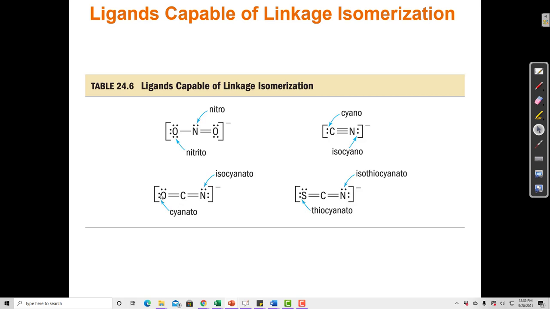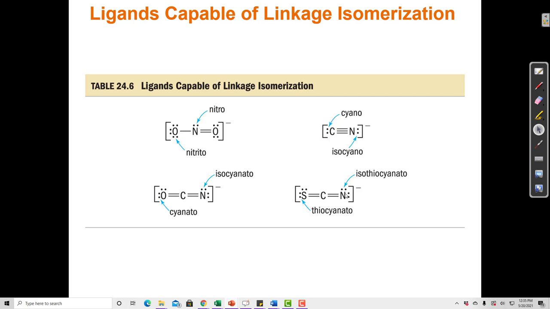And here's thiocyanato. It's the same compound with a C and an N, except the oxygen has been replaced by a sulfur. So again, now it can bond from the sulfur or the nitrogen.